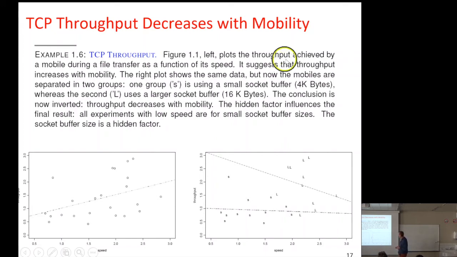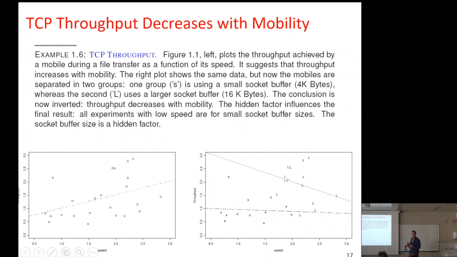This is the graph we had before. Now I put a capital L for the large buffer size and a small s for the small socket buffer size. Now I have two clouds of points, the cloud of points with a large buffer size and the cloud of points with a small buffer size. And I do two linear regressions, one for each of the two clouds. What we find is that for the large buffer size, the performance decreases, the throughput decreases. For the small buffer size, it remains practically the same.